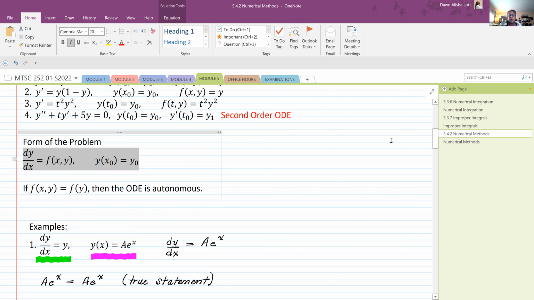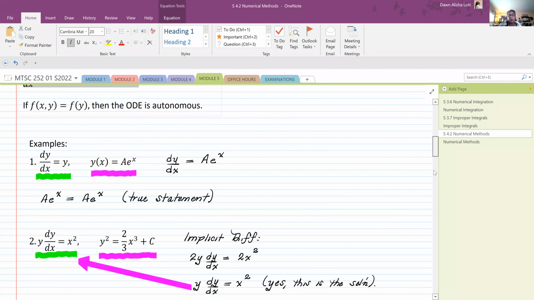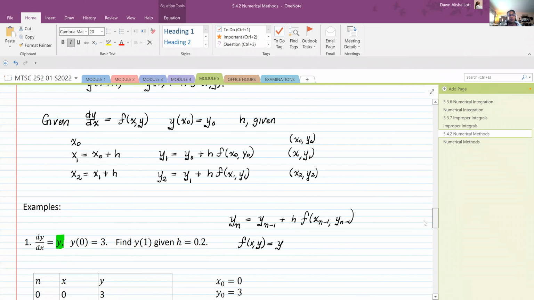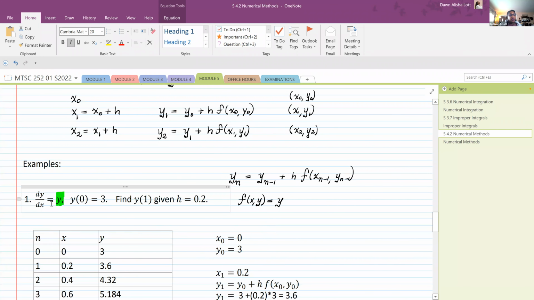Okay, so the last one we had was autonomous. All right, what do we mean by autonomous? In the last problem we had, the right-hand side, f of x, y only involved y, so this was autonomous.